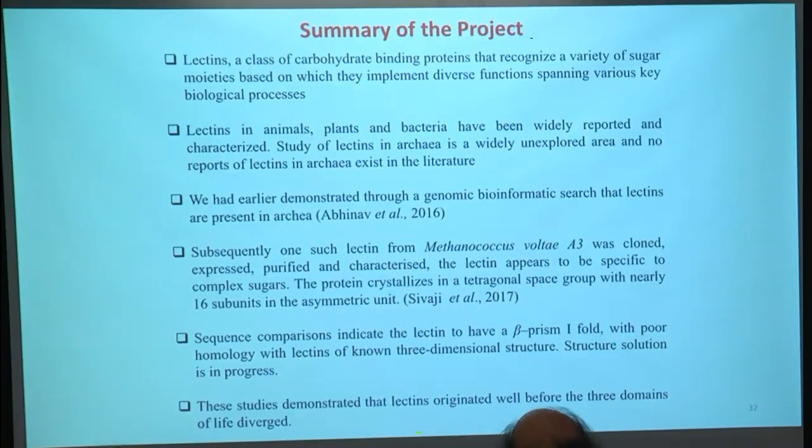Subsequently I was able to purify and crystallize the lectin and characterize it biochemically. The crystals are in a tetragonal space group, but I'm still trying to solve the structure using molecular replacement, and I also tried selenomethionine crystals. The structure solving is still in progress. Looking at the preliminary data, we compared the sequence with a known three-dimensional database, and the sequence identity is very low, close to 20-22%.